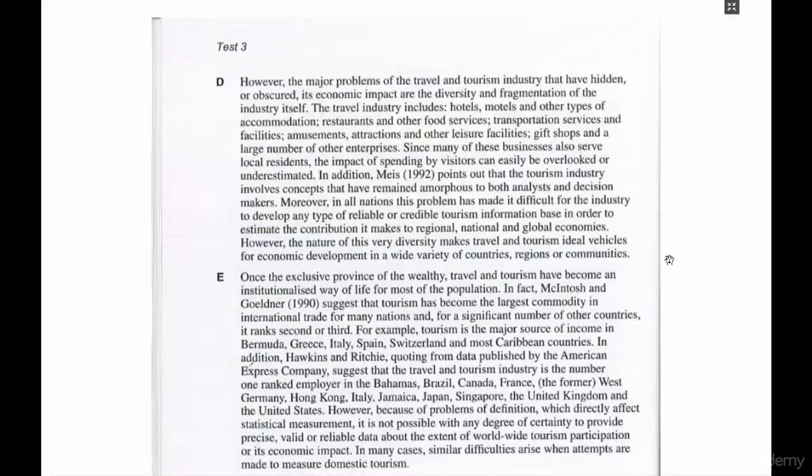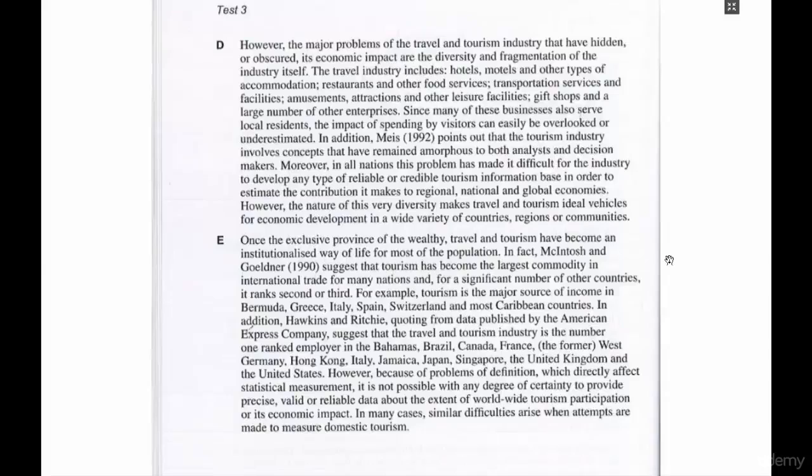And our last one. Once the exclusive province of the wealthy, travel and tourism have become an institutionalized way of life for most of the population. So it used to be only for the wealthy, but now everybody can do it. That's what this is saying.